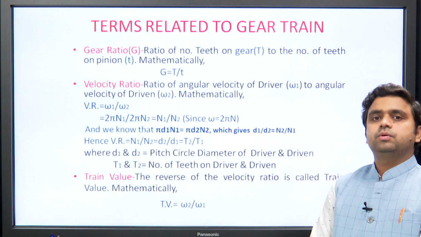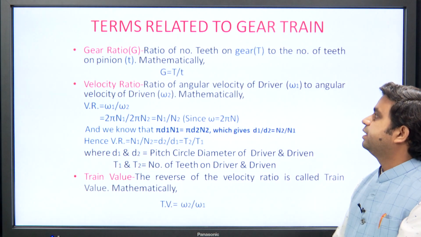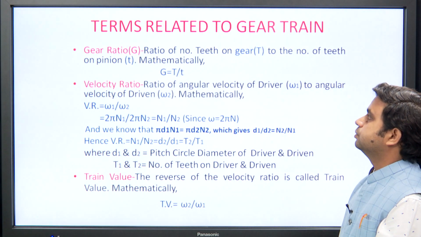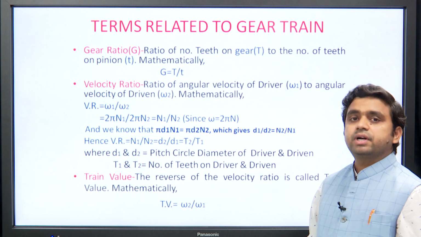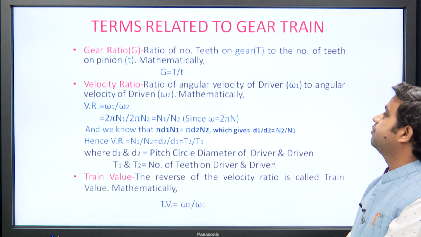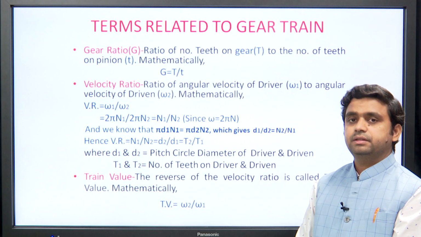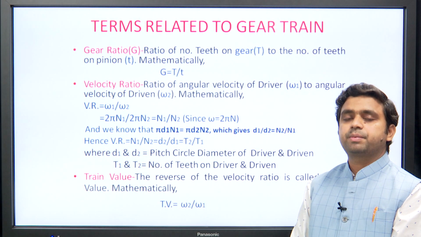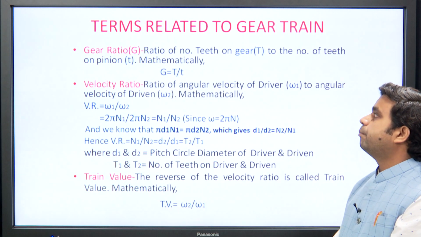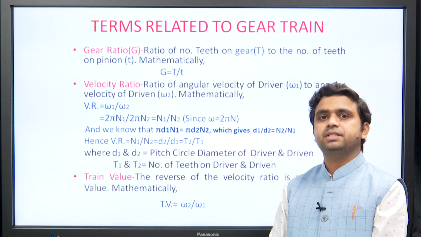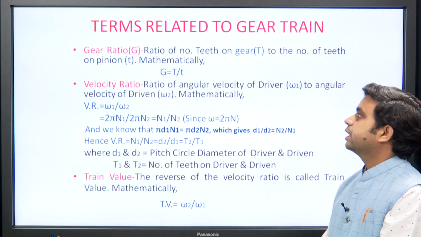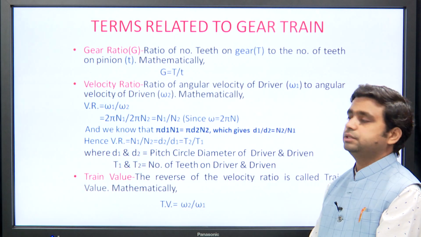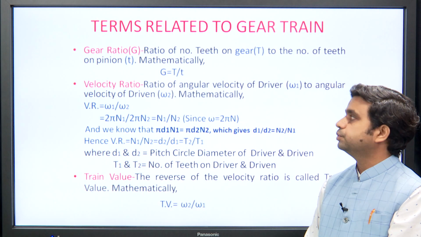Now, terms related to gear. There are some important terms related to gear. The first one is gear ratio. Gear ratio is the ratio of the number of teeth on gear, that is capital T, to the number of teeth on pinion, represented by small t. So, mathematically gear ratio capital G is equal to capital T by small t. Here gear ratio is represented by capital G. So, this is gear ratio.